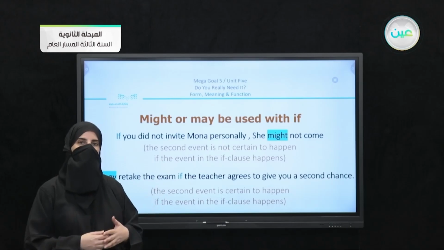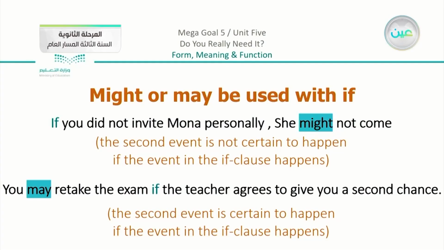So just reading the examples here again, we have the first one, if you did not invite Muna personally, she might not come. So there is a possibility that Muna might not come. We have the if, which is a condition, and we have the possibility in might. In the second one, we have here, you may retake the exam, which is a possibility that can happen if the teacher agrees to give you a second chance.